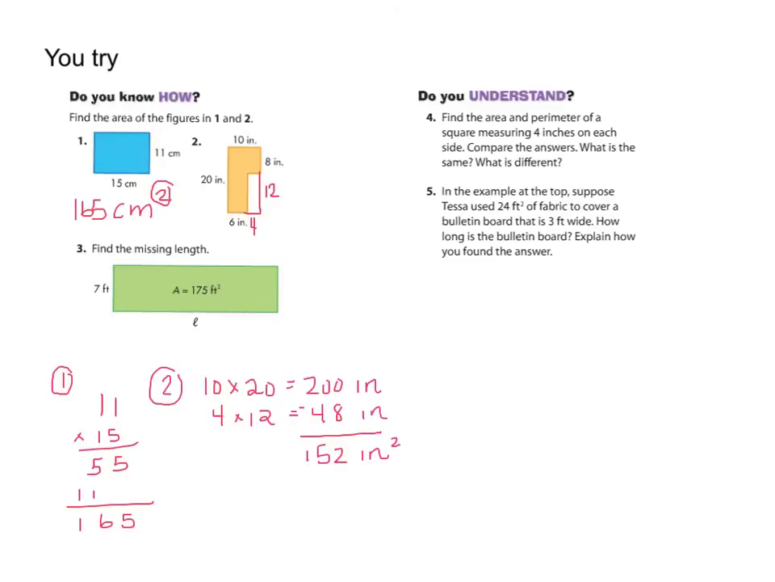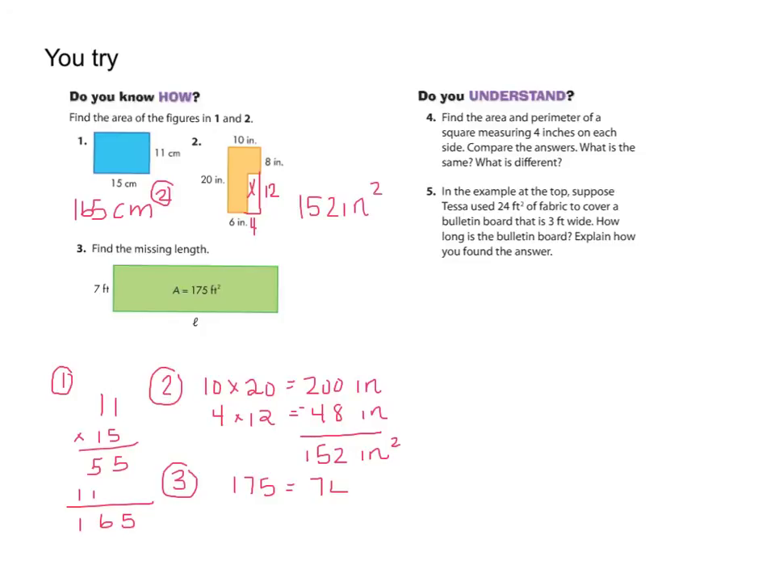For number 2, I'm going to choose to do the subtraction method. So I'm treating it as one large rectangle. I multiplied 10 inches times 20 inches, which gives me 200 inches. And then I've got that little piece here that was 4 inches times 12 inches, which is 48. When I subtract that, I get 152 inches squared.